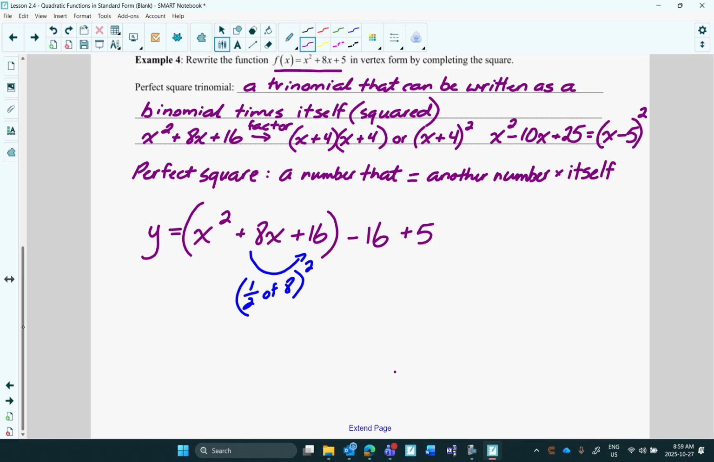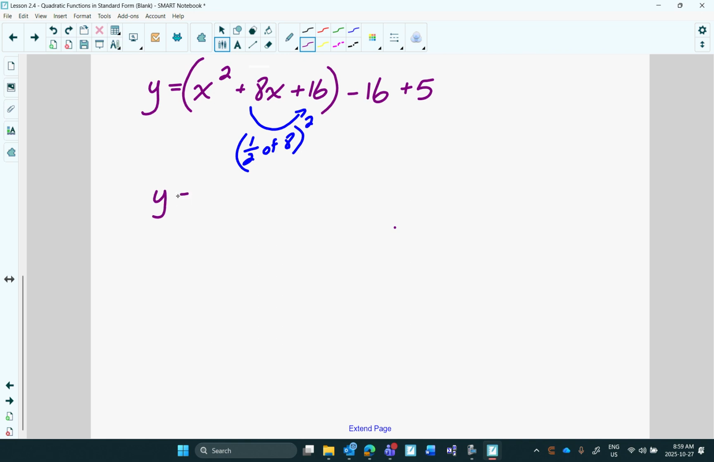So now, let's factor this, and it's going to be squared. What's it going to be? X plus 4. These two numbers I can just put together to make negative 11. This is now vertex form. So you just completed the square to put it from standard form into vertex form.